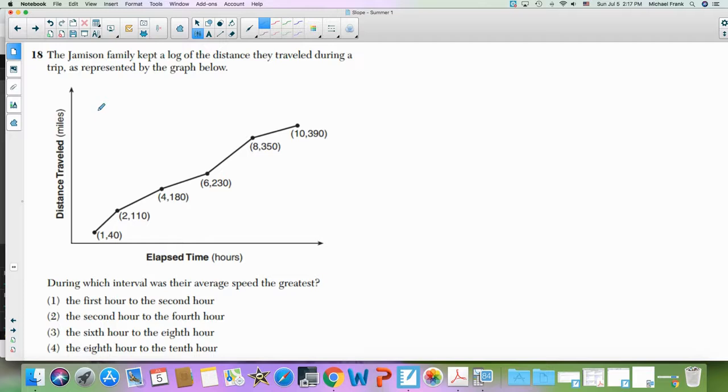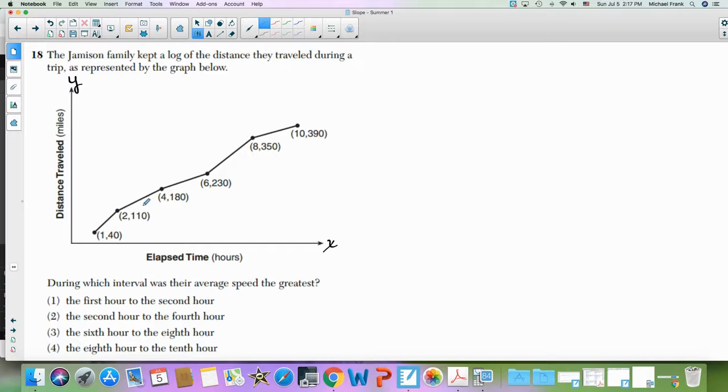So it's determined which interval has the greatest average speed, the average rate of change, which is the greatest. Well, one thing to remember is that even once we switch into application graphs, this axis down here where it says elapsed time in hours is still our x-axis, and the vertical distance traveled, miles, is still our y-axis.